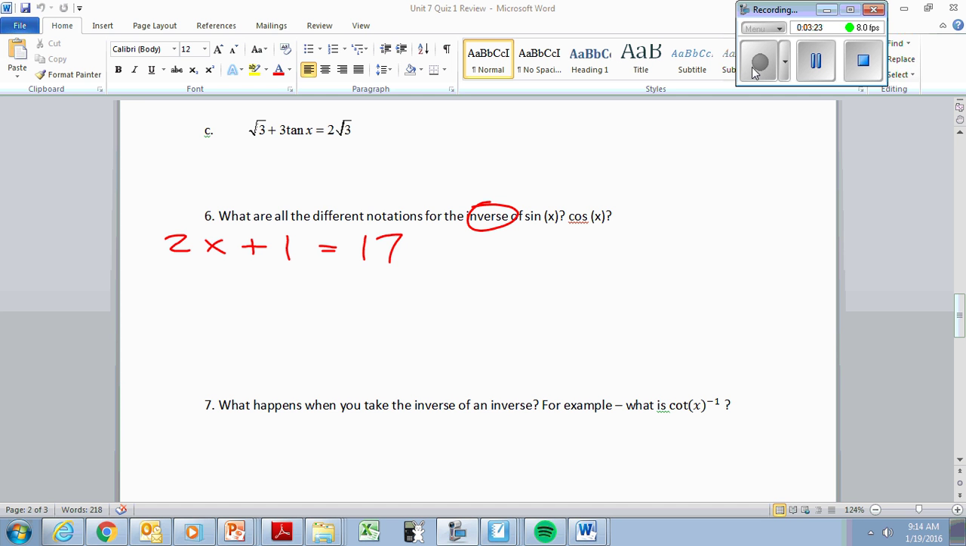As a matter of fact, write that down. Inverse: thing used to solve a problem. And by solve, we mean isolate the variable.